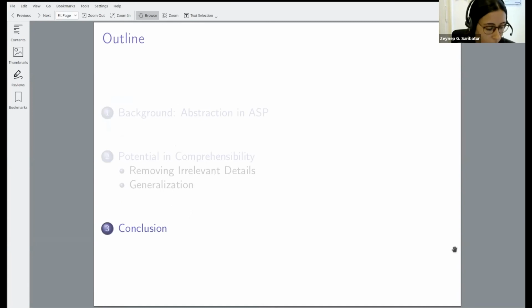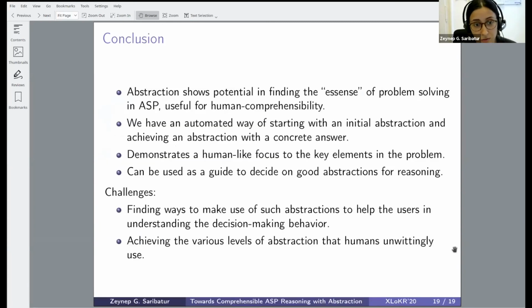investigate. So that's it. We have this abstraction notion, which shows potential in finding the essence of problem solving, which can be useful for human comprehensibility. So we have this automated way of starting with the initial abstraction and achieving an abstraction with a concrete answer. And this automated way demonstrates a human-like focus on the key elements in the problem. And it can be used as a guide to decide on good abstractions for reasoning.